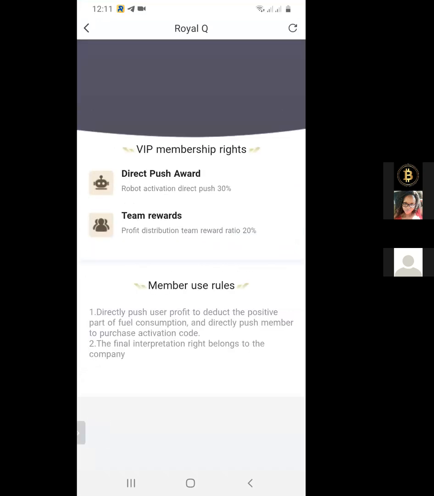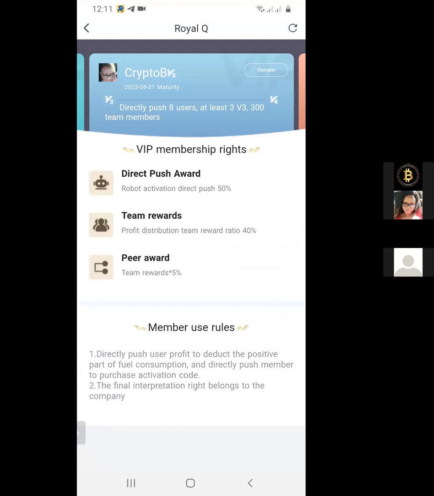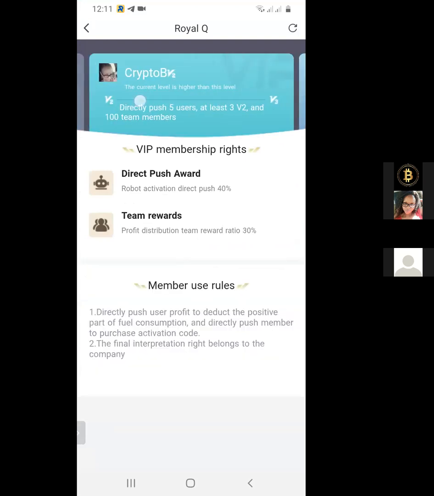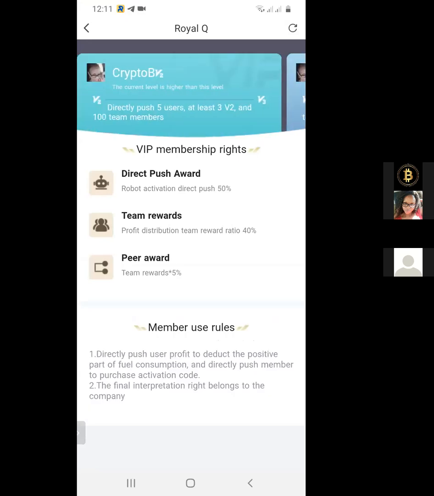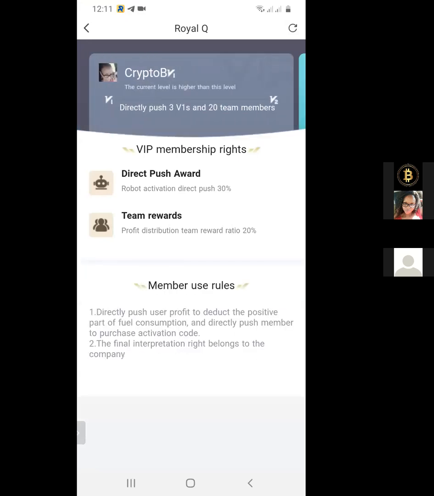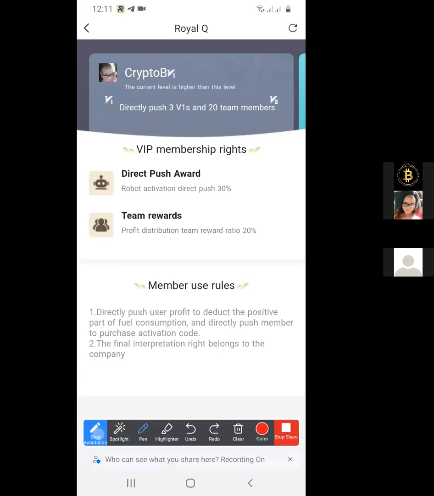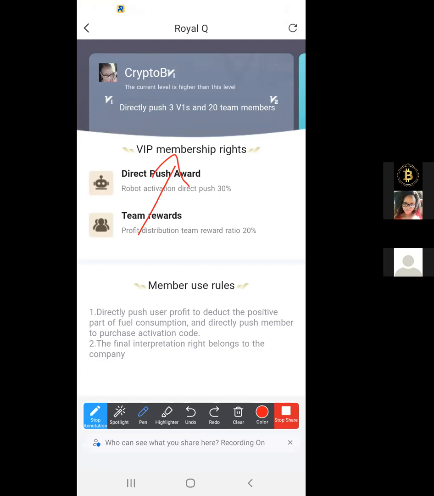And it basically breaks down some of the detail that I have explained. So mine automatically opened V3 because that's the rank I'm currently at, but you simply just slide. Okay, so you will see there, you've got V1 and it gives you the requirements for the next rank. So if you are a V1, you're earning 30% of the direct commission and 20% team rewards. And then it tells you from V1 to V2, you need at least 3 V1s and 20 team members.